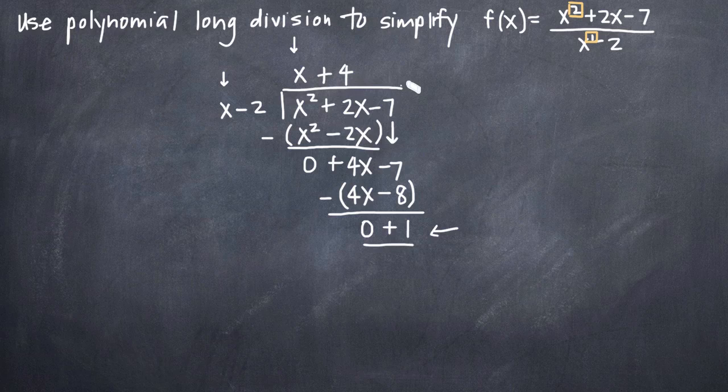So you have x plus 4 plus 1, that remainder, divided by whatever's out in front, the denominator of your original function, in this case x minus 2. And that's it. The result of our polynomial long division is x plus 4 plus 1 divided by the quantity x minus 2.